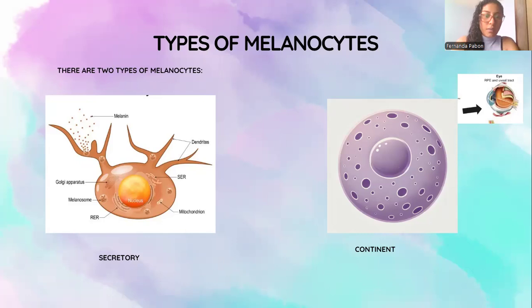About the types of melanocytes, on the right we can see continent melanocytes, and on the left, secretory melanocytes. First, secretory: the characteristic is that they have dendrites and are in the epidermis and hair follicles. And the second, continent, don't have dendrites and are in the leptomeninges, the retina, and the dermis. Something interesting is that the only cells that produce melanin are the secretory cells after the embryonic stage.